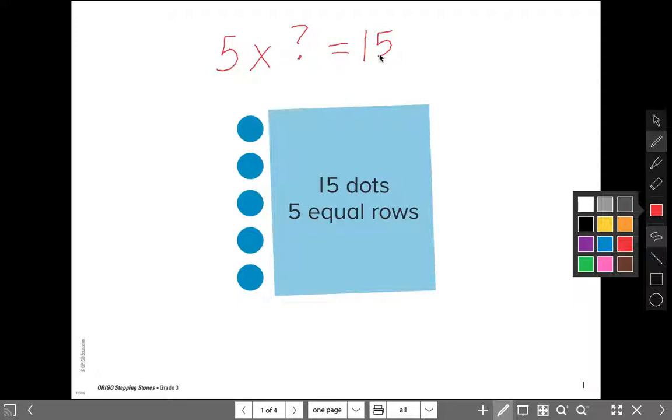5 times blank equals 15. Okay, what's the division fact that I could use to go along with that, Chase? 5. What division fact can I use to go along with this? No. Division has to start with the total. It's called the dividend. Andy, what dividend do I use? 15 divided by 5.